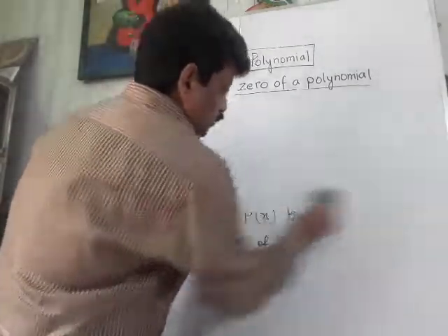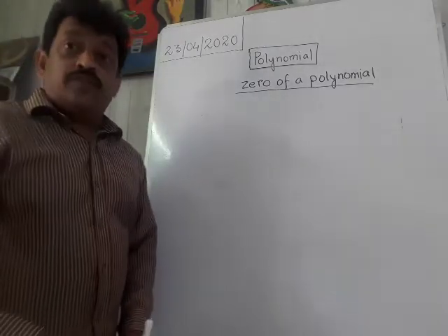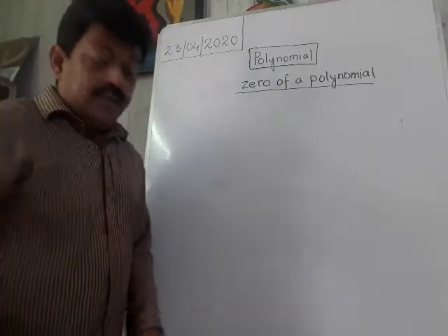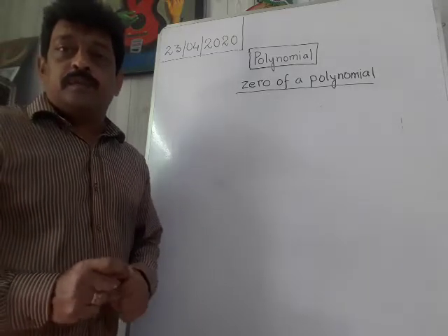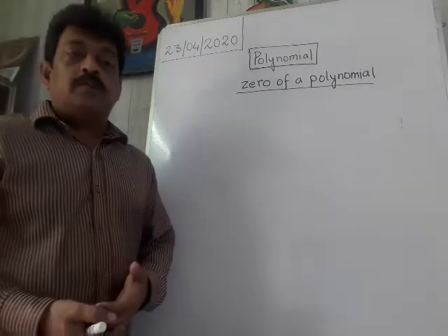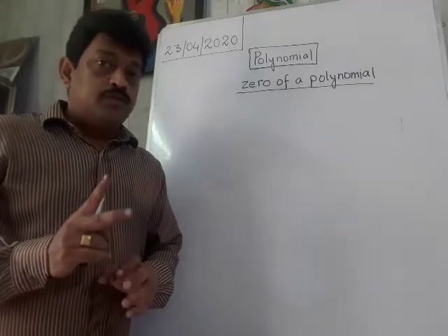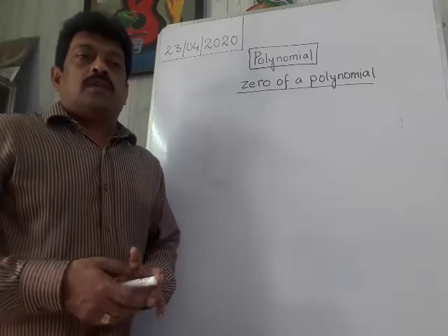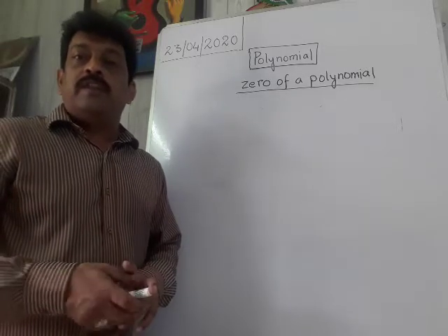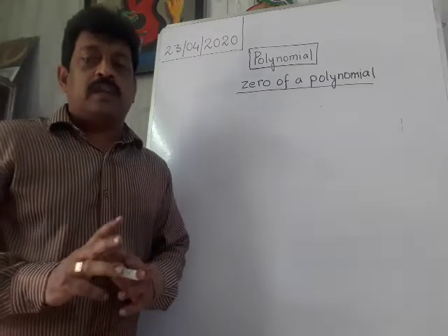So in this way, we can find the value of a polynomial and zeros of a polynomial. In case of a linear polynomial, there is only one zero because the degree is 1. In case of a quadratic polynomial, where the degree is 2, we can get at most 2 zeros, not more than that. And similarly, in case of a cubic polynomial, we will get at most 3 zeros.